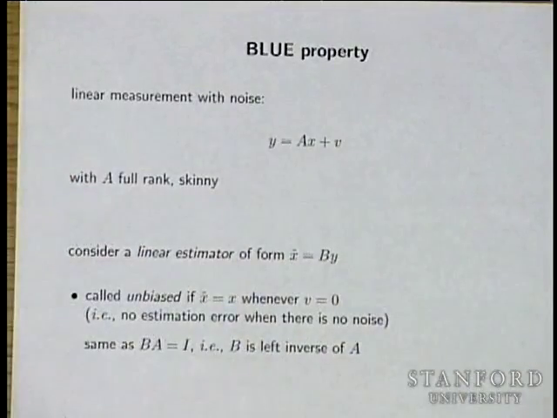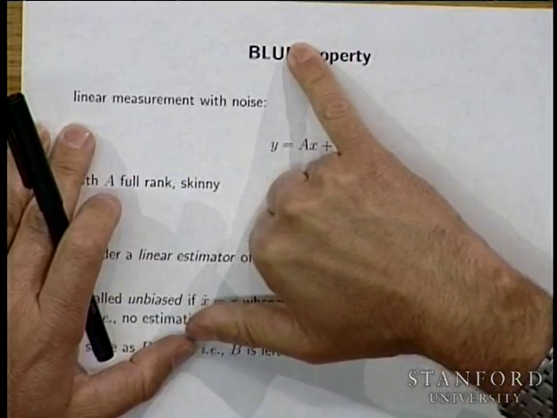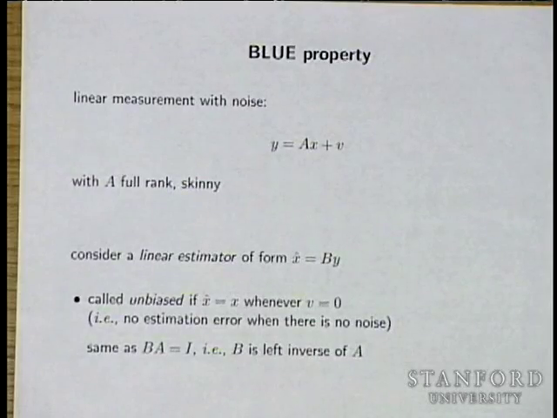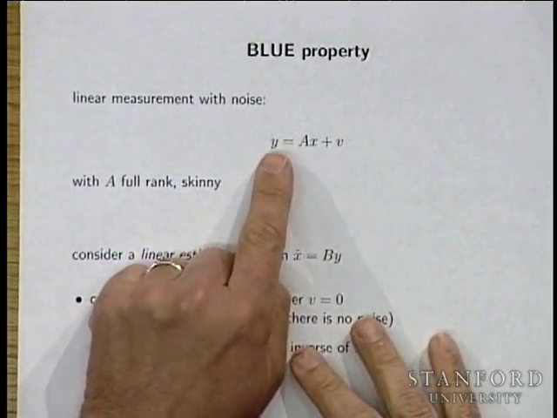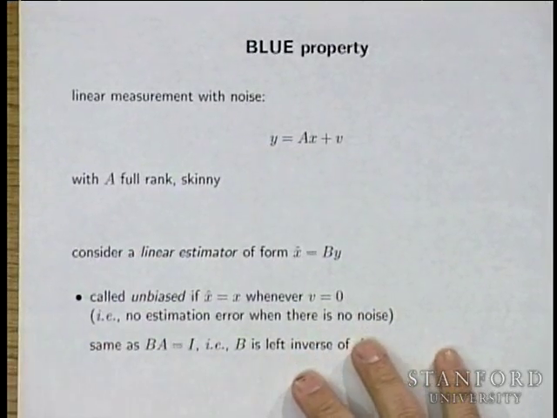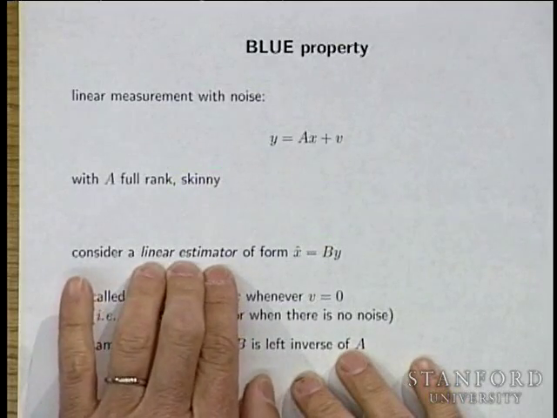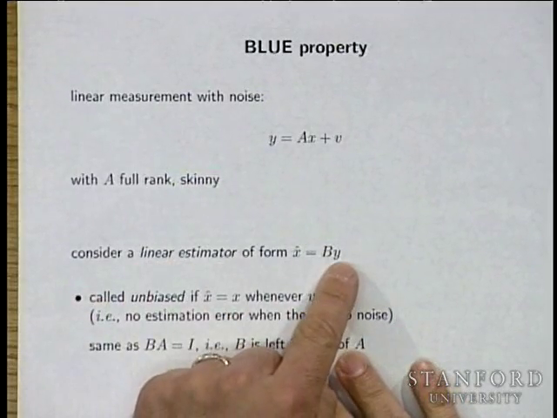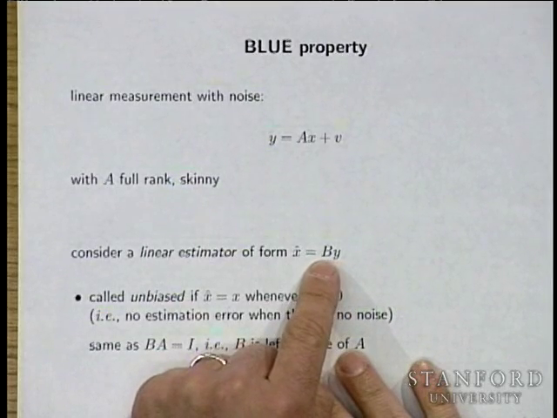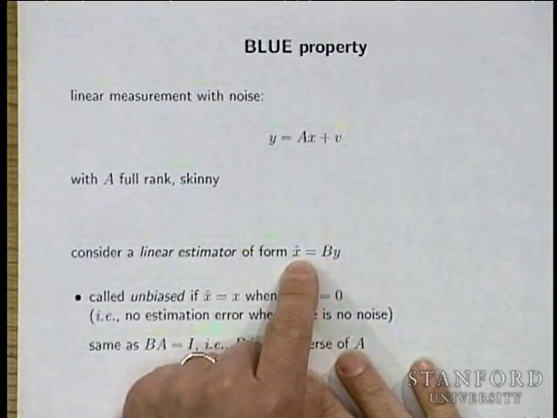Something to mention here is the BLUE property. Some people also write it as BLU, but it's the best linear unbiased estimator. Let me explain that. Linear measurement with noise, so y equals Ax plus v. A is full rank and skinny. Let's suppose you're going to look at a linear estimator. A linear estimator takes y, multiplies it by, in this case, a fat matrix B, and returns x hat.